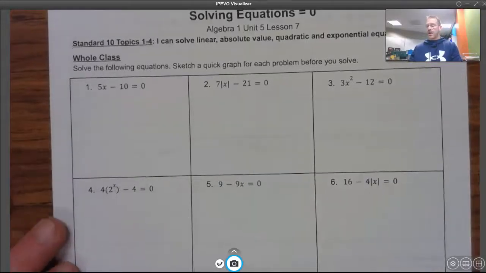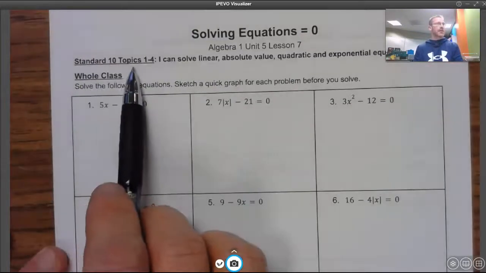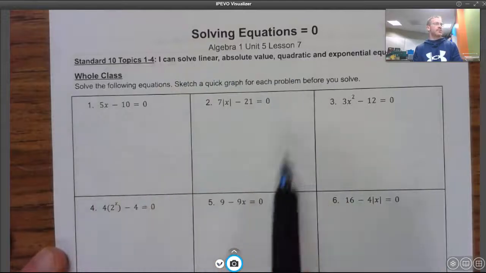All right, and we are back to solving. Now, we're going to really put everything that we've talked about together in these problems, all right? So you can see that we're still on standard 10, solving. I can solve linear, absolute value, quadratic, and exponential equations.